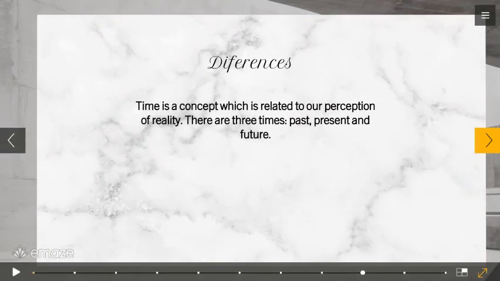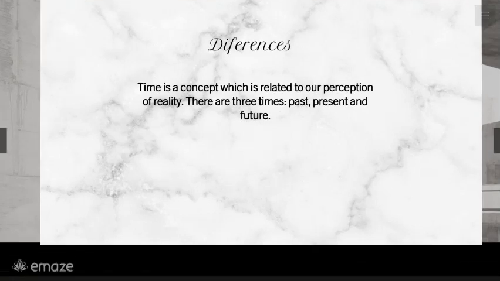The difference. Time is a concept which is related to our presentation of tense. There are three times: past, present, and future. The past is used to describe things that have already happened. The present tense is used to describe things that are happening right now, or things that are continuous. The future describes things that have yet to happen and is expressed with the modal will plus the infinitive, not with inflection.